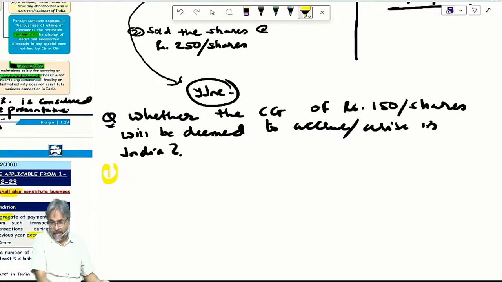point A, where the transaction of the transfer has taken place, or point B, who is the transferor and the transferee in the transaction?